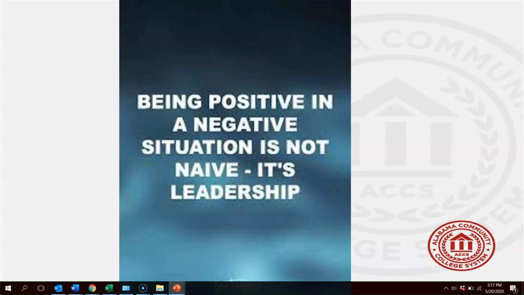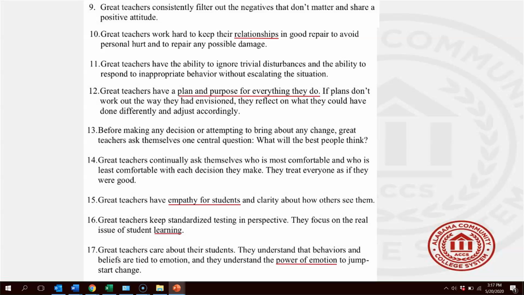But like that says, being positive in a negative situation is not naive, it's leadership. And that same article continued with the other, what great teachers do. You drop down to that last one.